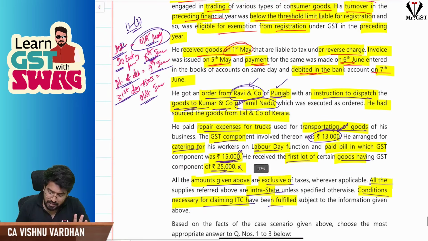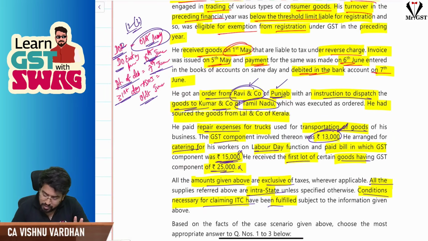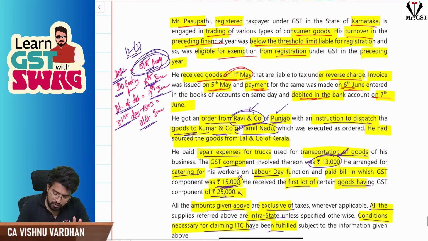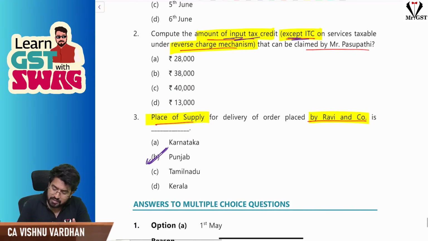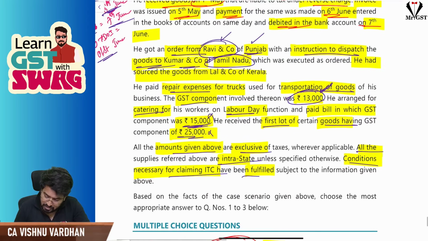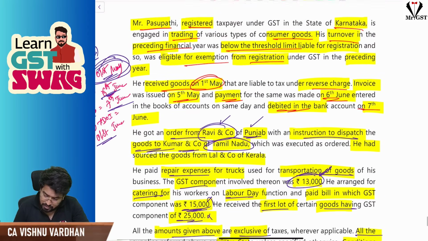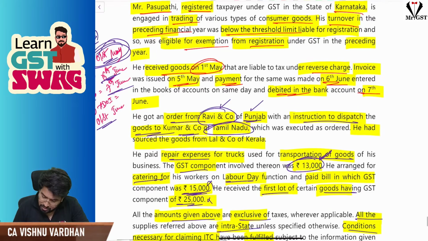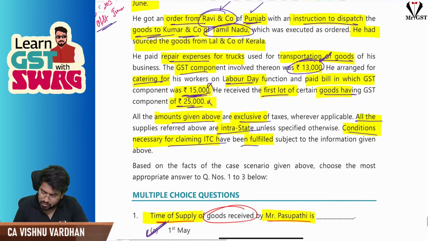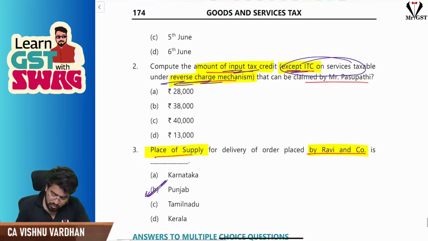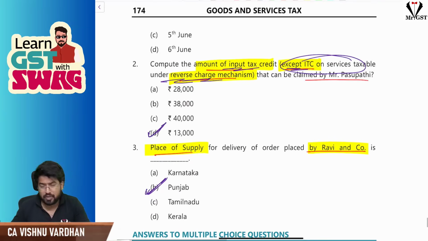So if you see, he can take ITC on 13,000 if you ignore this RCM related goods. Okay. So the answer is amount of ITC except ITC under reverse charge mechanism, except ITC on services taxable under reverse charge. If you see services taxable under reverse charge itself, not there here. Have you found any services which are covered under RCM here? No, I think just to confuse it. Okay, so now 13,000 is the answer. Okay, with this we are done with this case study also.